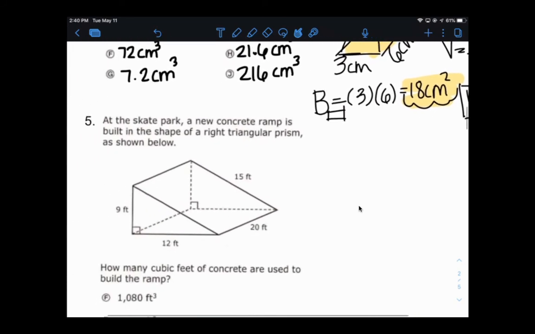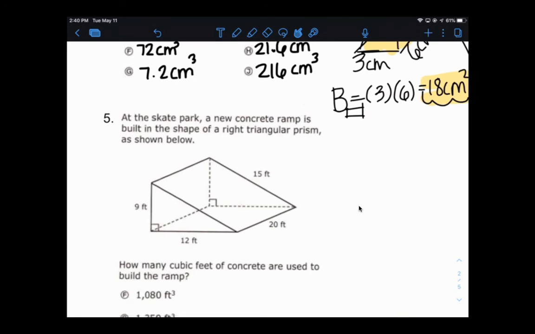Then problem number 5 says, at the skate park, a new concrete ramp is built in the shape of a right triangular prism, as shown below. How many cubic feet of concrete are used to build the ramp? So we need to identify, okay, this is a triangular prism, and if they're asking us to find cubic feet, we need to find the volume, right?